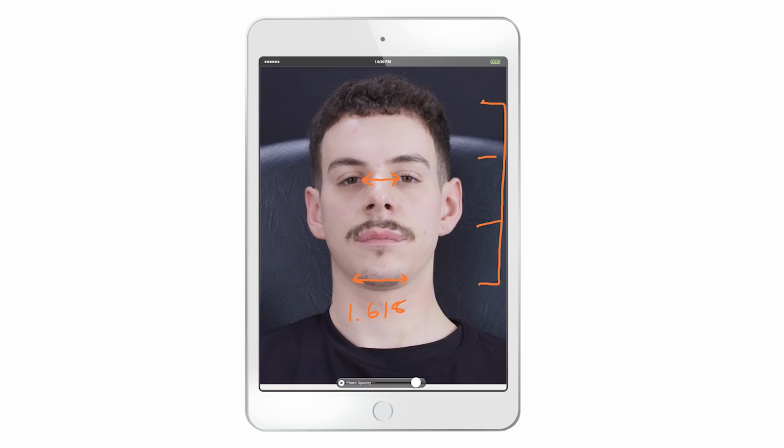Now this isn't the same as it would be in a female, because in a woman it should be a distance of 1 to 1, meaning that the width of the chin is the same as the width in between the eyes. And then when we look at the width of the mouth, that should also be 1.618, the phi ratio.